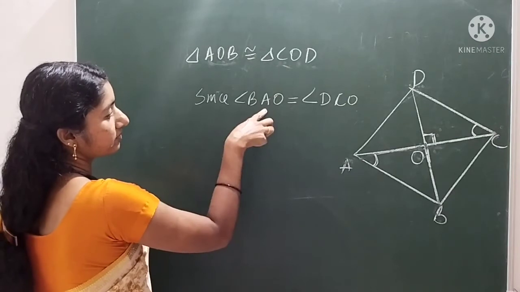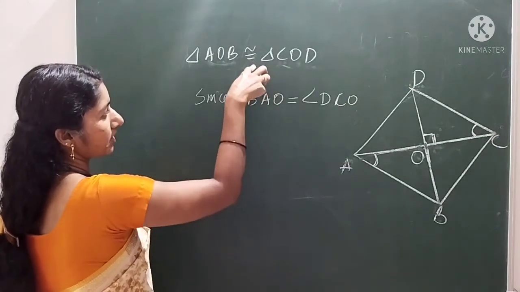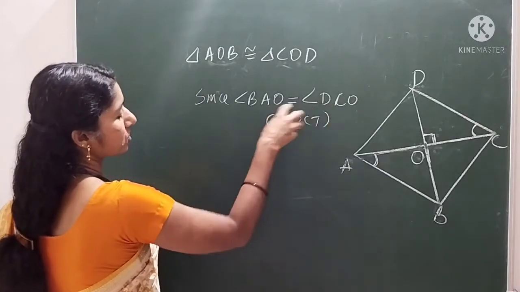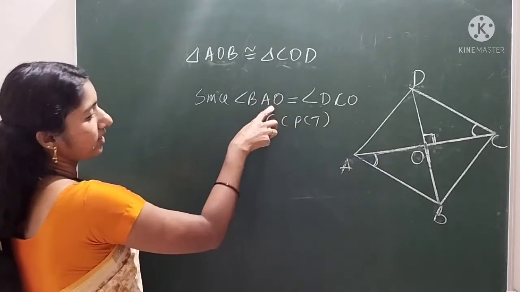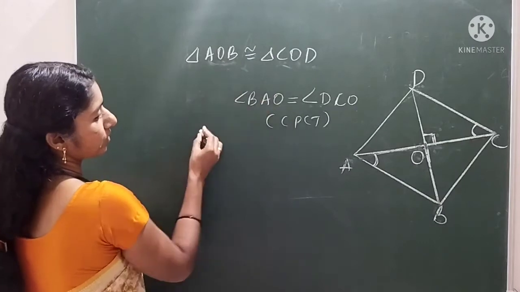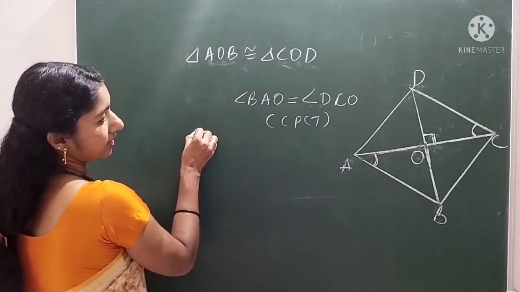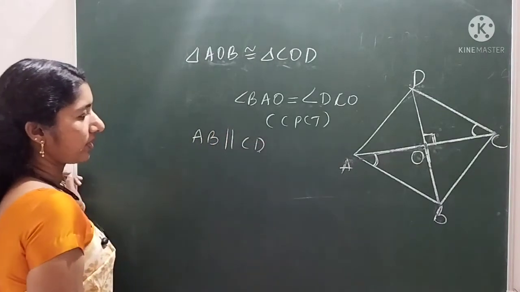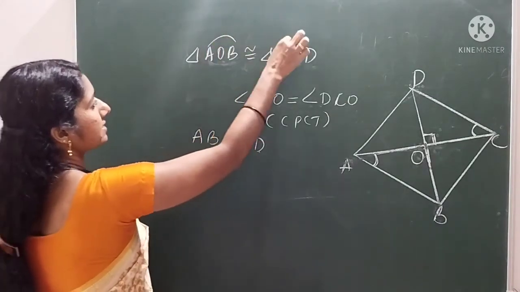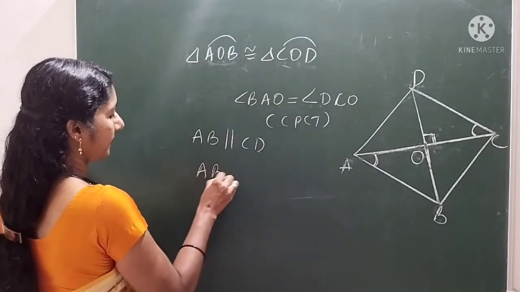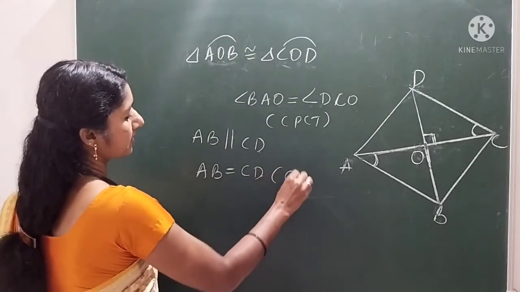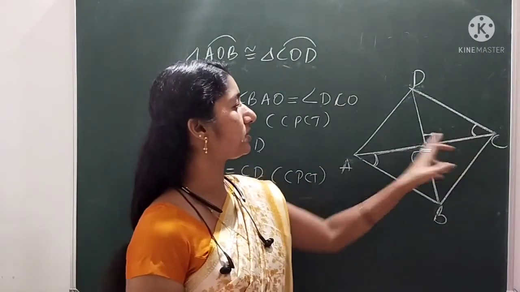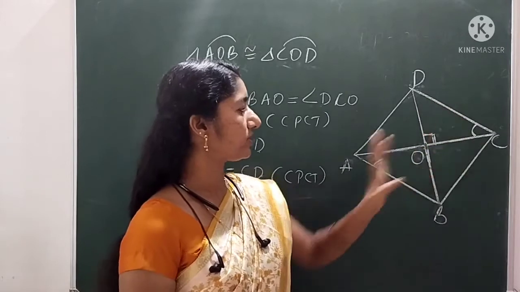How did we get this? These two triangles are congruent, so their corresponding parts, CPCT, are equal. Since they are equal, we can write that the line segment AB is parallel to CD. And also AB is equal to CD by CPCT. Since we proved AOB is congruent to COD, AB is equal to CD.